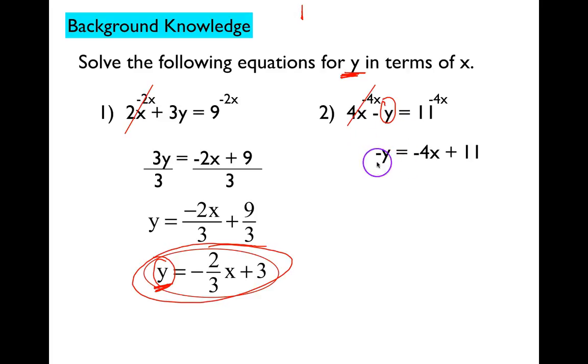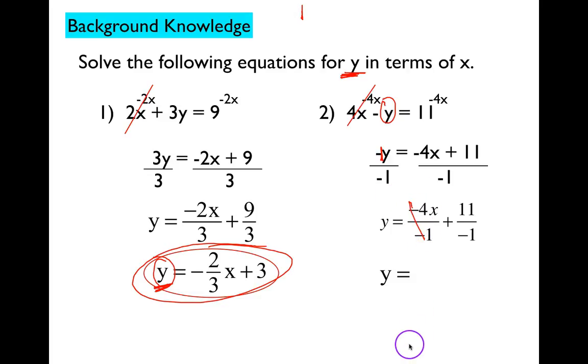Now here, be very careful. Some of my students want to stop too early. You still need to get rid of this negative 1. So you're going to divide everything by a negative 1, which is going to end up with y equals, these negatives cancel out, 4x minus 11.